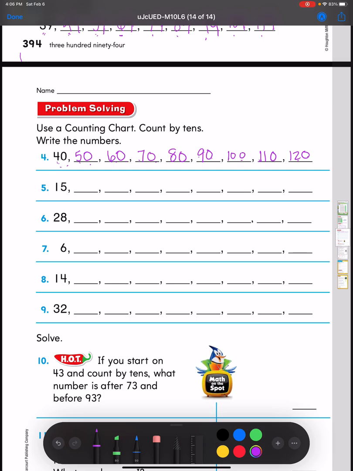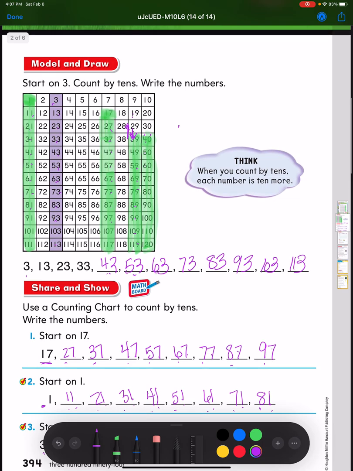All right, let's see if we can do the same thing. So this time we're going to start at 15. So I can look at my chart.